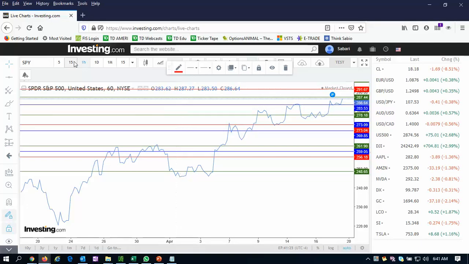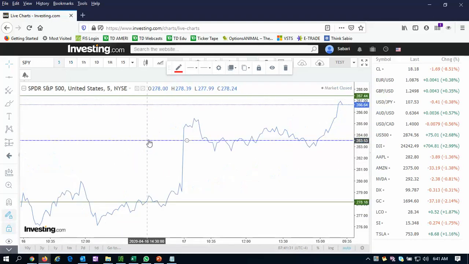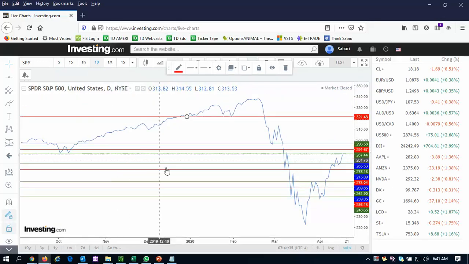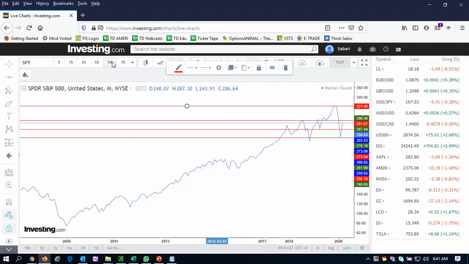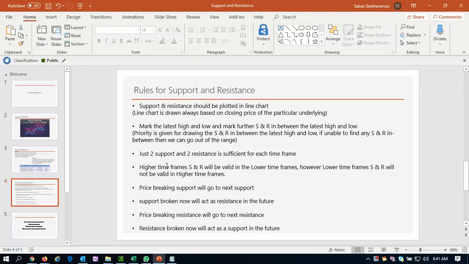This blue one, you can see it in 15 minutes and 5 minutes. But these blue lines, you can't see in daily and monthly. That is because of this rule. Higher time frame support and resistance will be valid in the lower time frames. However, lower time frame support and resistance will not be valid in higher time frames.